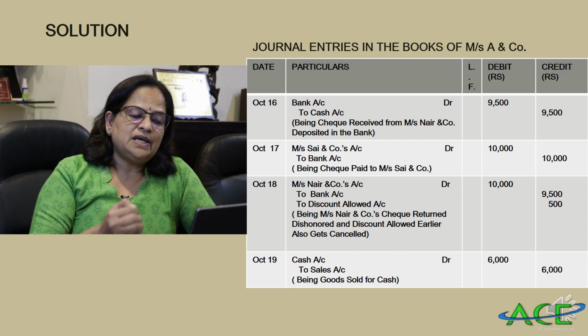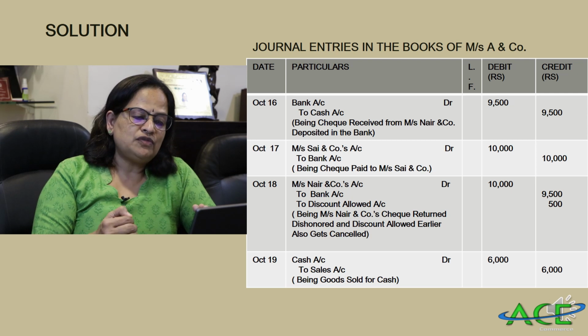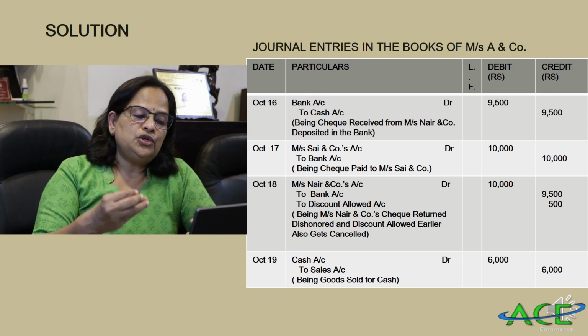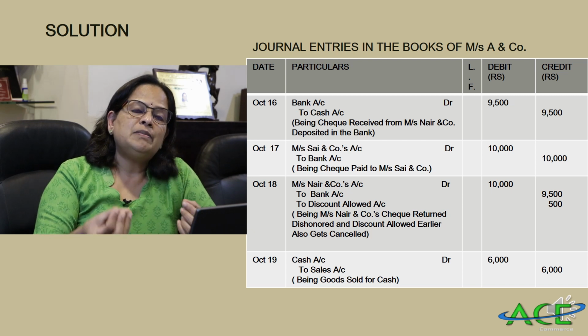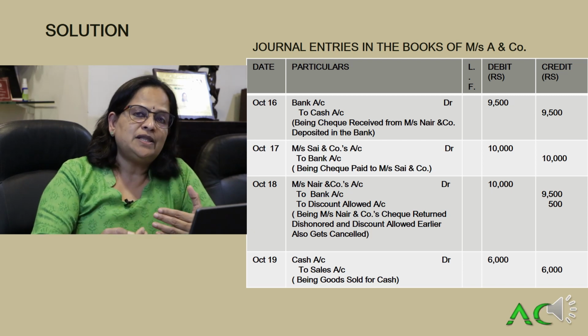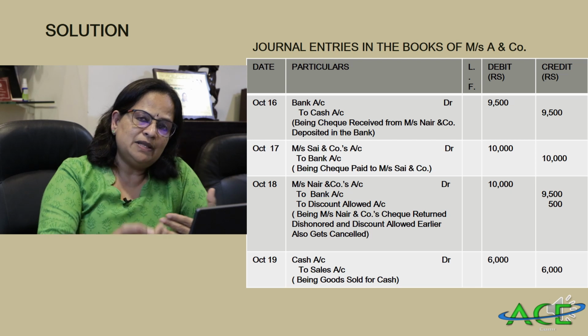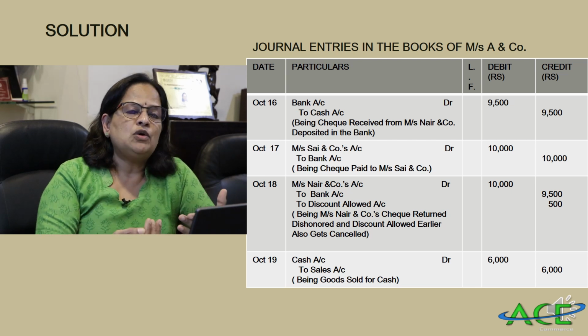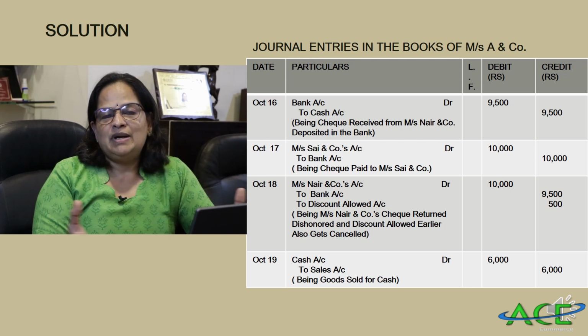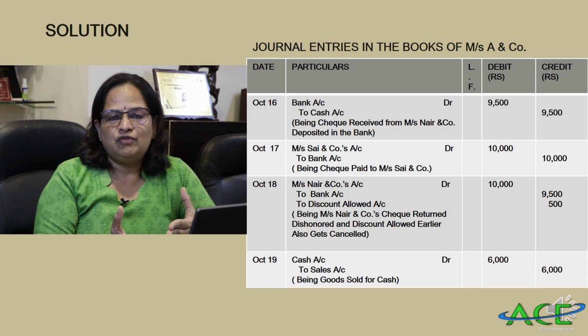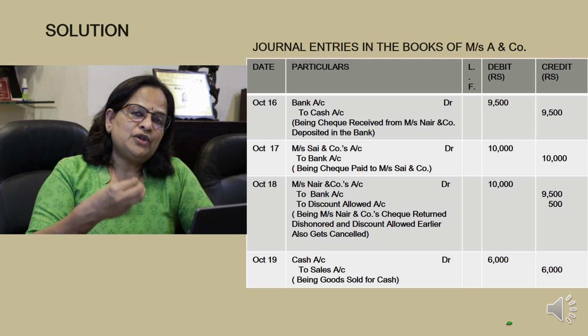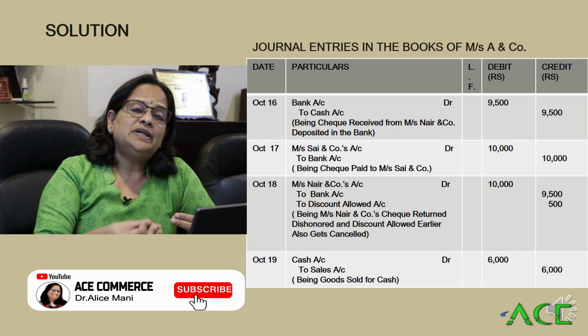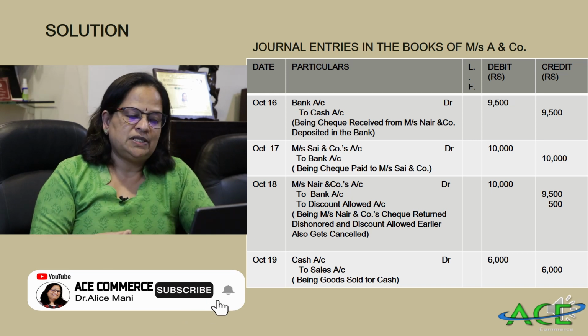Next is Messrs. Nair and Company's account debtor 10,000 to bank account 9,500, to discount allowed account 500. This is what I told you. The check submitted by Nair and Company is dishonored. So we are reversing the transaction. When we are reversing the bank value, we are reversing the discount allowed also. Otherwise, the double entry system cannot be fulfilled. So we have to remember that when you are reversing the transaction, the discount allowed also should be reversed.